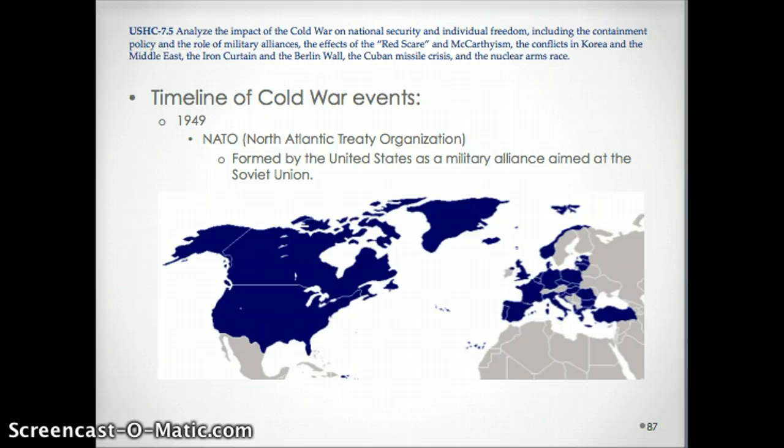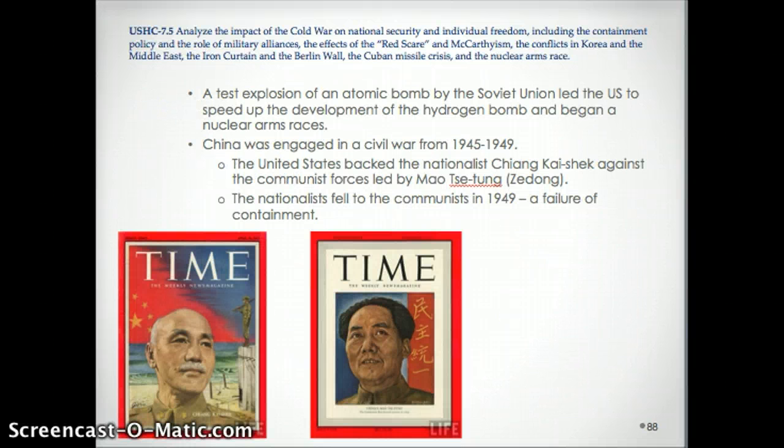Let's get into some timeline of the Cold War events. First, in 1949, NATO is created. That's the North Atlantic Treaty Organization. It was formed by the United States as a military alliance aimed at the Soviet Union. The countries in blue are part of NATO.